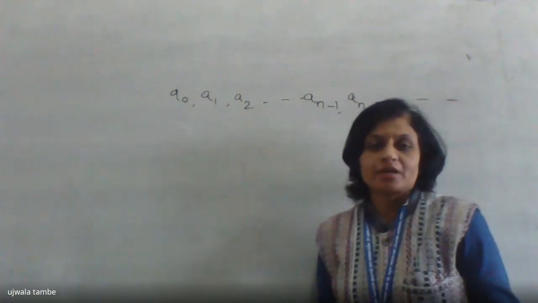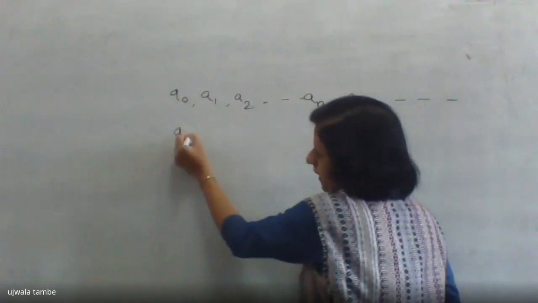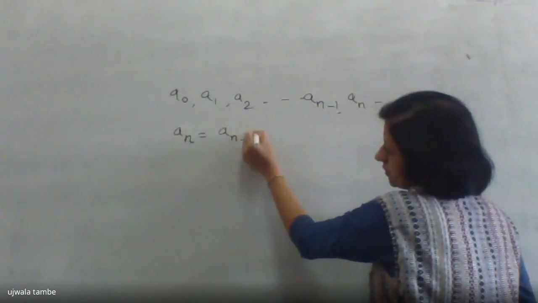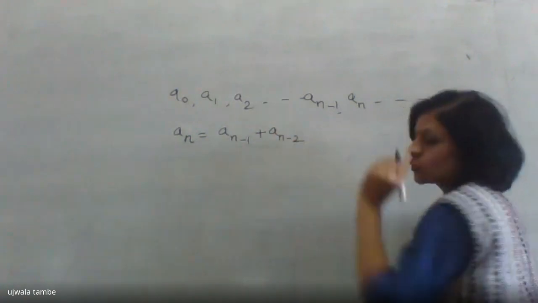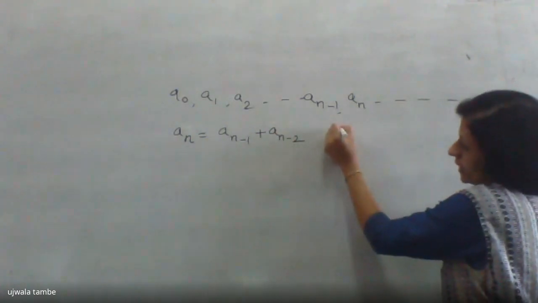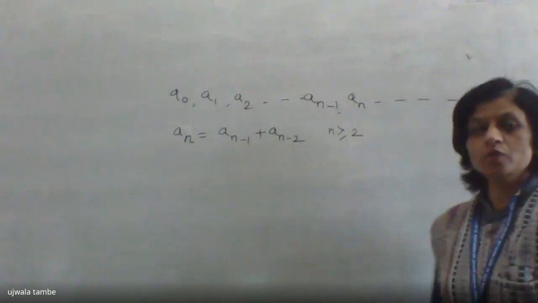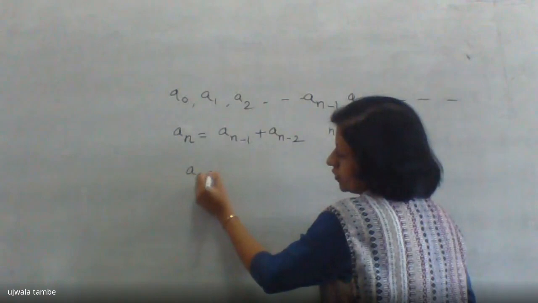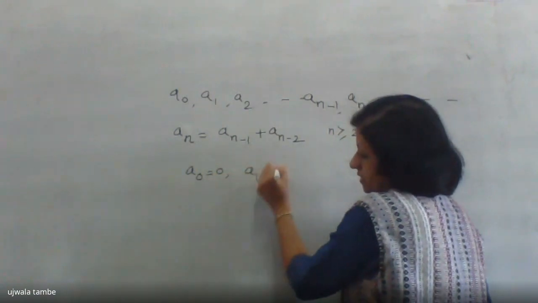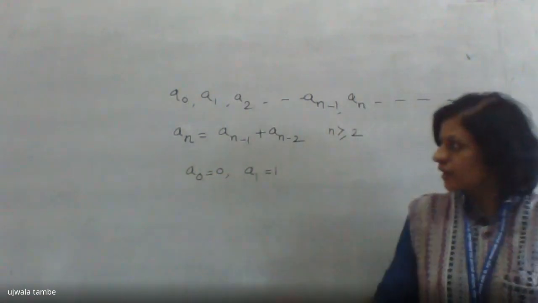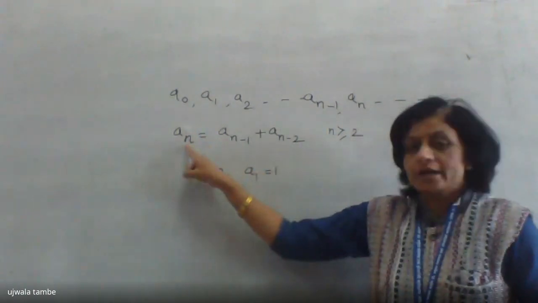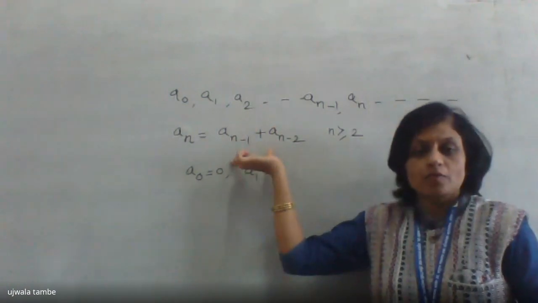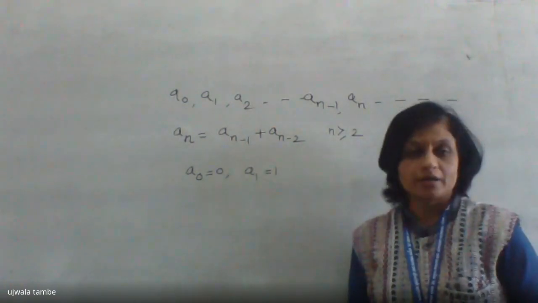The general form of recurrence relation is An = A(n-1) + A(n-2) for n greater than or equal to 2, with initial conditions A0 = 0 and A1 = 1. Here, the largest term is n and the smallest term is n minus 2. Using this form, we find the order of the recurrence relation.